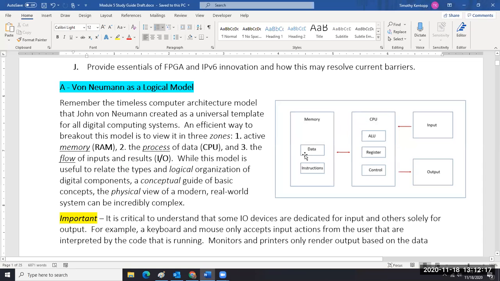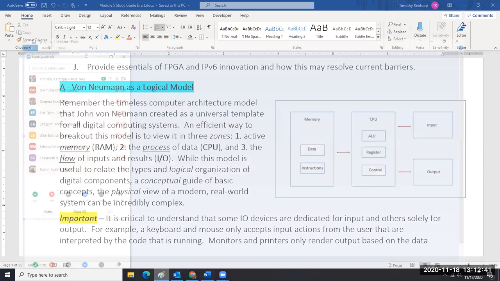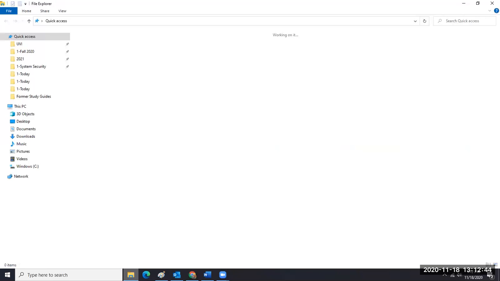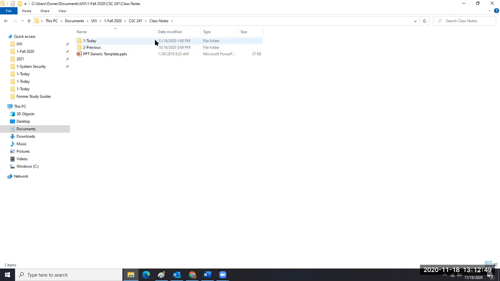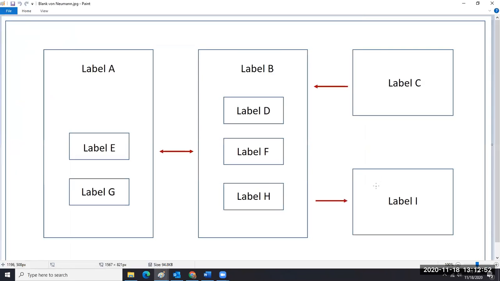You need to be able to type out data or the word instructions or instruction, ALU, right? Register, control, memory, input, output. If you misspell any of those on the assessment, you're likely to lose credit. The only way to get good at this is to take a blank diagram like we just showed you and practice.